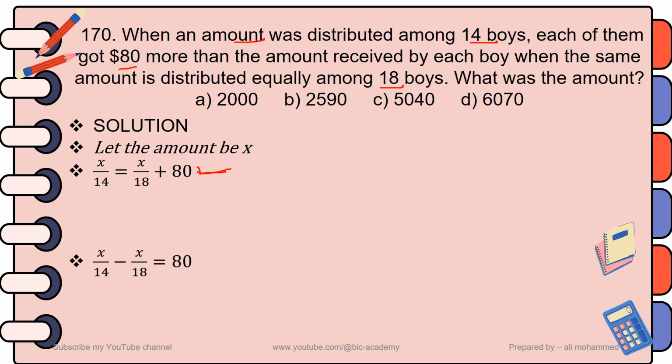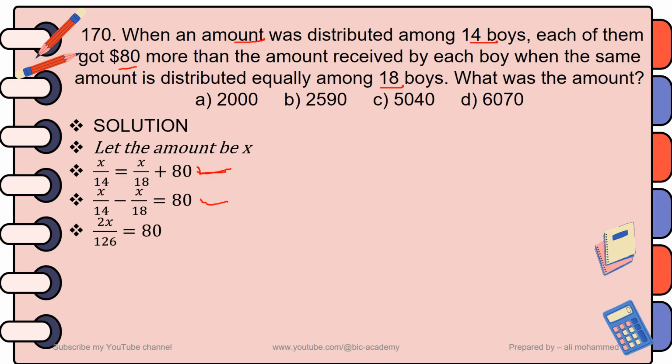Now collect like terms, or shift X over 18 to the left, and you get X over 14 minus X over 18, which is equal to 80. Take 126 as a common denominator for both 14 and 18, and you get 2X over 126, which is equal to 80. Now simplify the left side: 2X over 126 becomes X over 63, which is equal to 80.